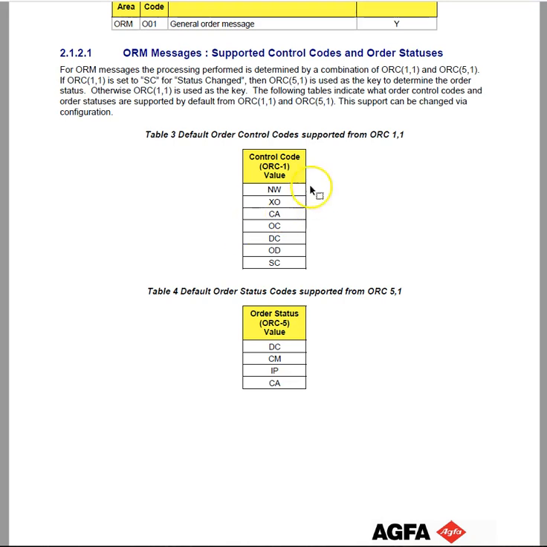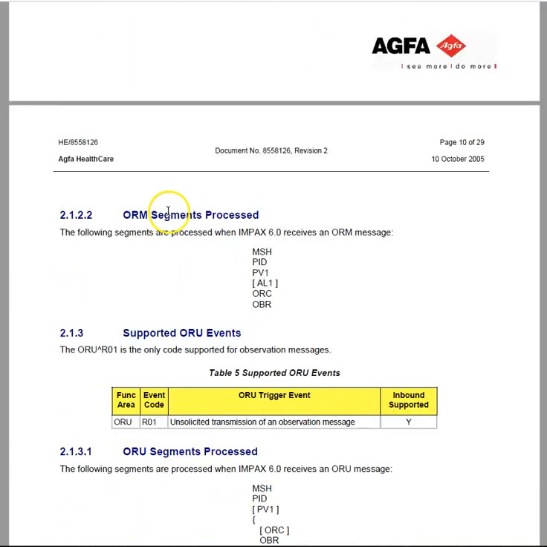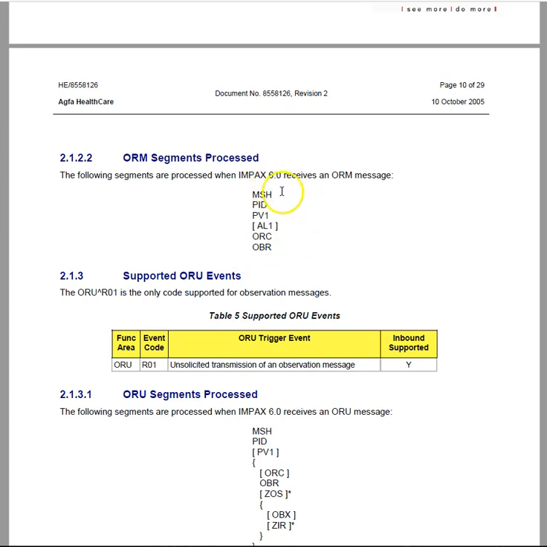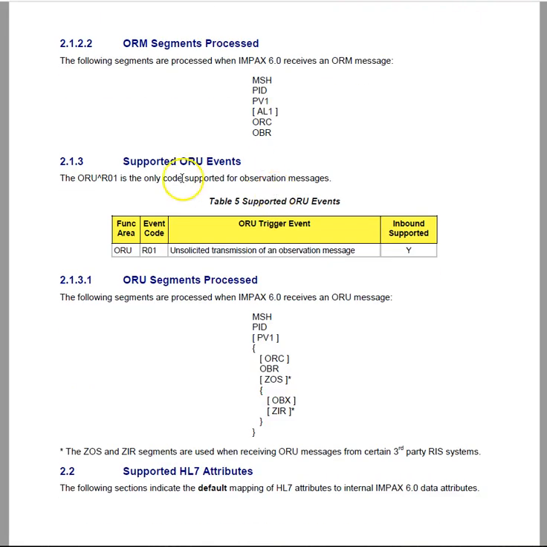This is interesting. This is the table for ORC-1. We've talked in the past about how important ORC-1 is, and we've taught you the 3 standard values: NW for new, CA for cancel, and SC for status change. It also supports several other values that we haven't talked about, and we won't talk about because most people don't use these, but if you did get them with different values, it would support them. And this is the segment sequence for ORMs. Remember, this is all only in inbound messages.